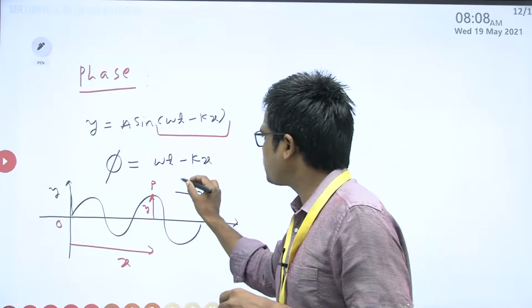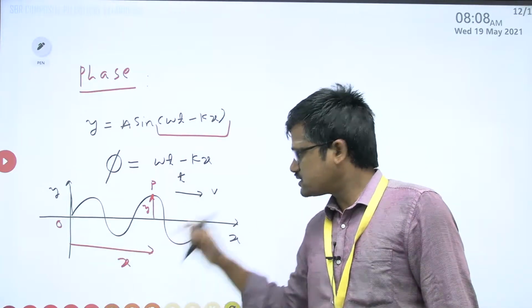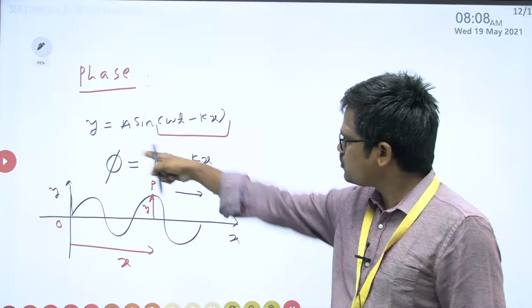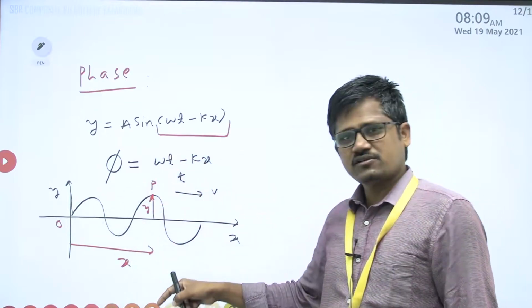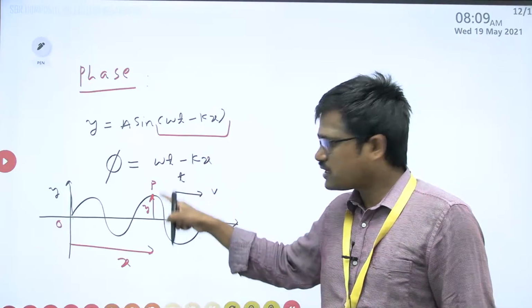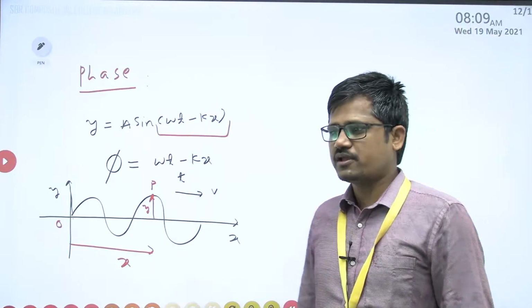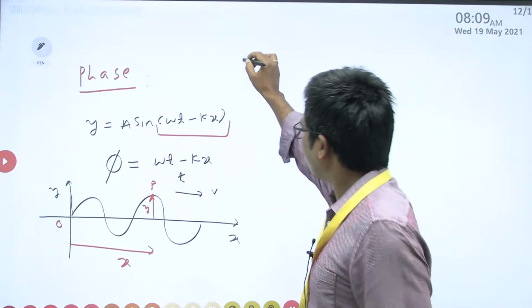Like at any time t, I'm looking at the particle P at a distance x away from the origin reference. So phase gives you a complete idea about a particle at x distance away at a particular time t, where that particle P is, how far above the mean position, and at that point in which direction it is moving. Hope you got my point.